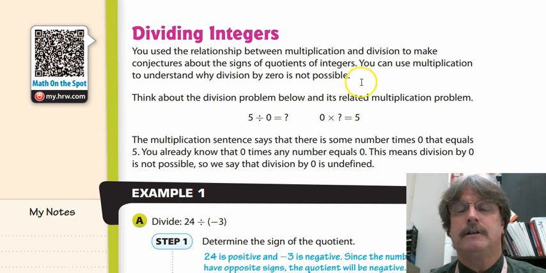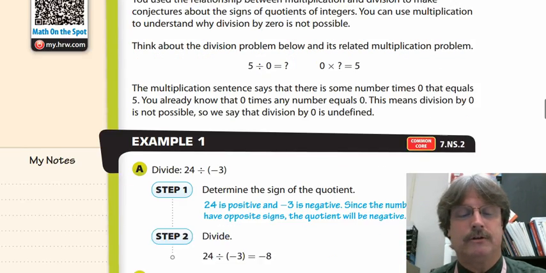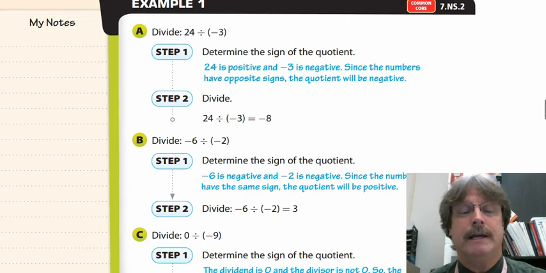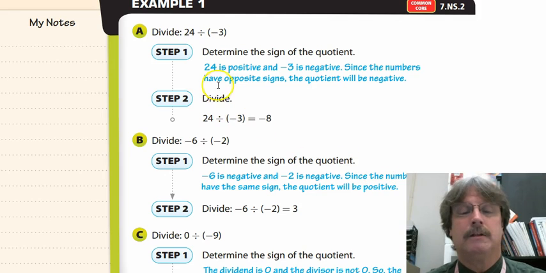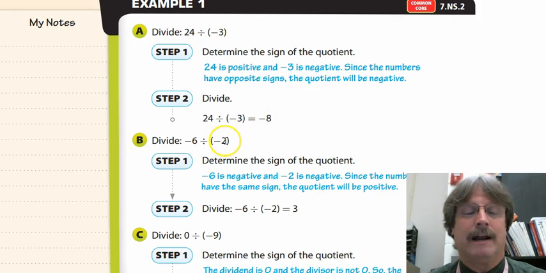On the next page here, they're really just sort of talking about the conjectures, and that division by 0 is not possible. There's another example here, 24 divided by negative 3. So if you go by the previous information we just talked about, 24 is positive, negative 3 is negative. They have opposite signs, so your quotient will be negative. You're still going to do 24 divided by 3, and that equals 8, and then finding out your answer.